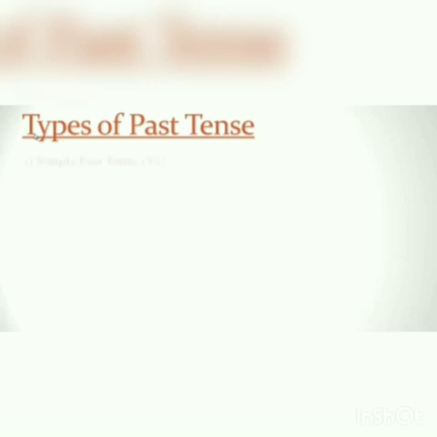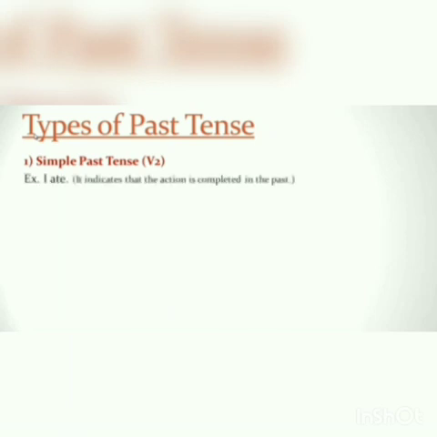Next types of past tense. First one, simple past tense, and past tense is concerned with second form of verb, V2. Example, I ate. It indicates that the action is completed in the past. See, past tense is all about completed actions. Okay, children? Don't confuse with that. And in simple past tense, we use which form of the verb? V2.